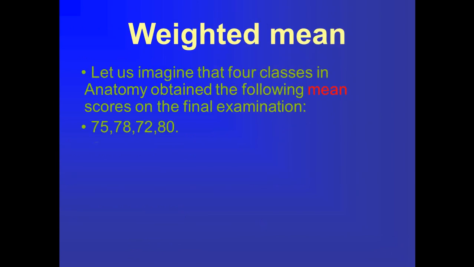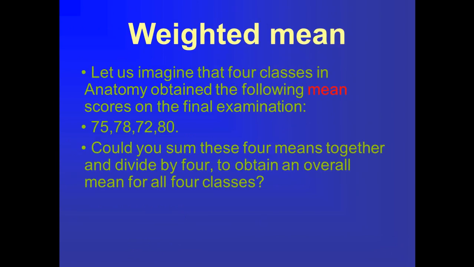What do we mean by weighted mean? Suppose that 4 classes in anatomy obtain the following mean scores. We have 4 classes, class A, B, C, D, and they have mean scores on the final examination of 75, 78, 72, and 80.